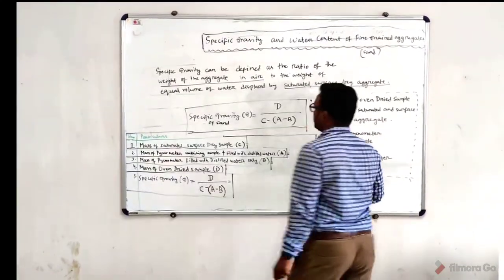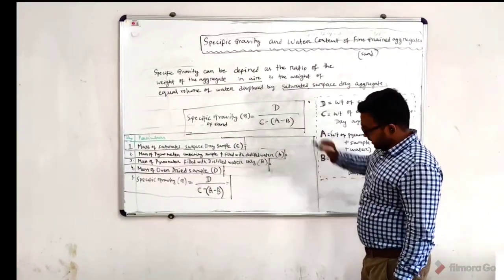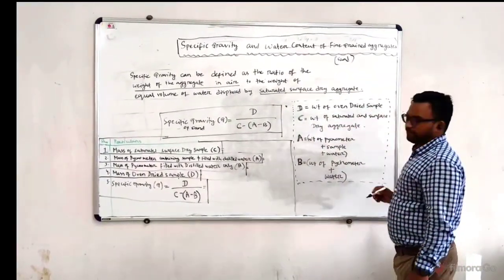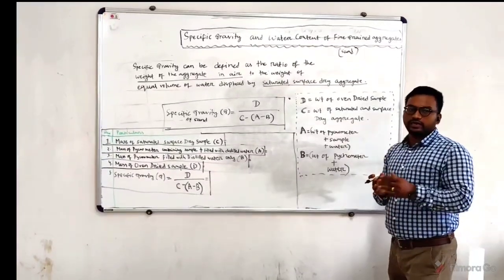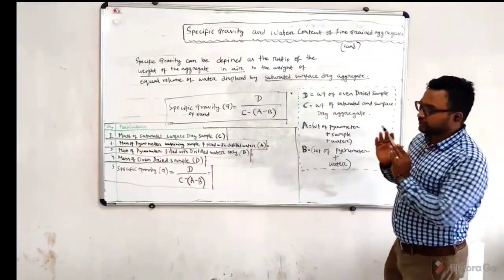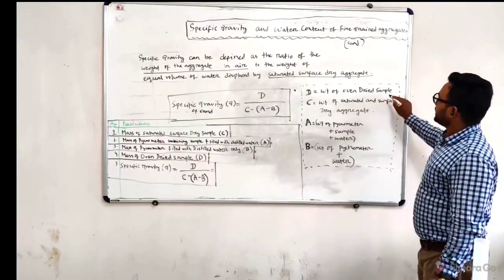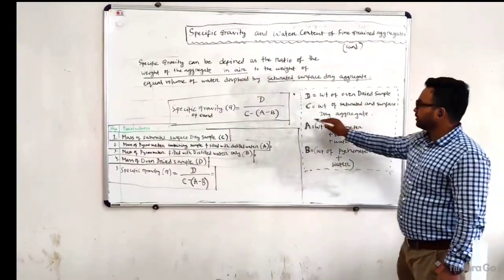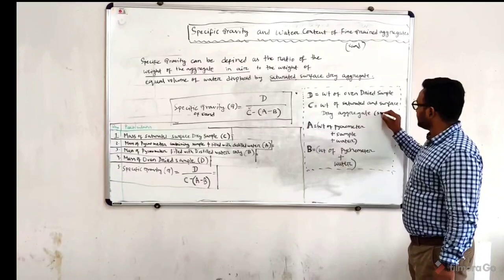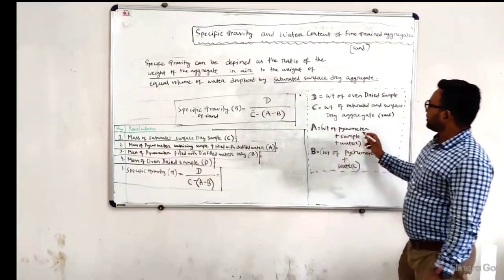Specific gravity G is equal to D divided by C minus, whole, A minus B. What are the notations? D is equal to weight of the oven dried sample. We will go into the experiment and take note of each and every component and equipment. But first, just have a brief idea what we are going to do. D is equal to weight of oven dried sample. C is the weight of saturated and surface dry aggregate or sand. Here the aggregate is sand, fine aggregate. A is equal to weight of pycnometer.